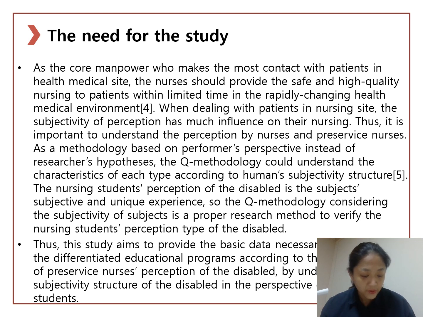The Q methodology could understand the characteristic of each type according to humans' subjectivity structure. The nursing students' perception of the disabled is a subjectivity and unique experience. So the Q methodology, which considers the subjectivity of a subject, is a proper research method to verify the nursing students' perception type of the disabled.